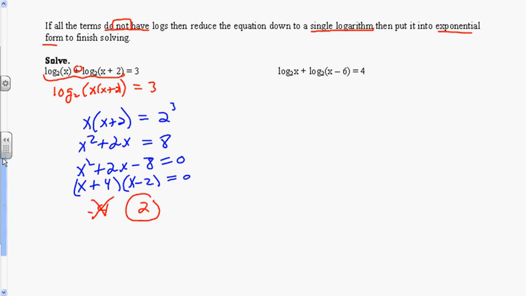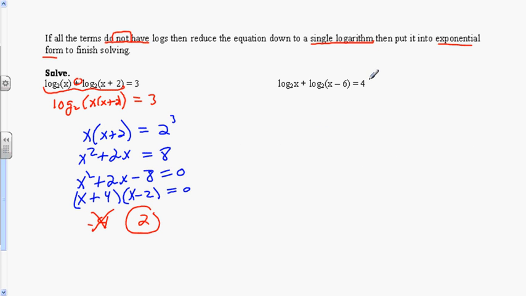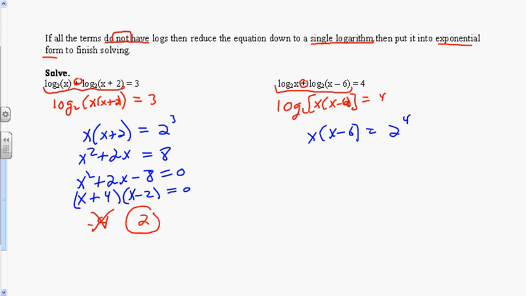Next question. Again, we have 2 logs, but the other side does not have logs, so we're going to rewrite that. Again, they're being added. So we can say log base 2 of x times x minus 6 equals 4. That's a 6 right here. And then we can go to exponential notation. So we have x times x minus 6 equals 2 to the 4th power.